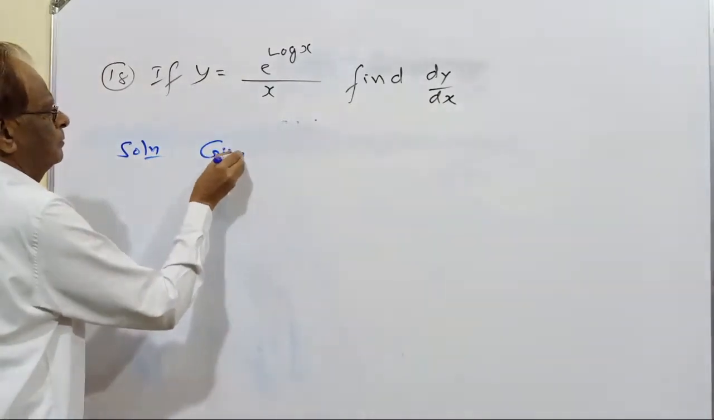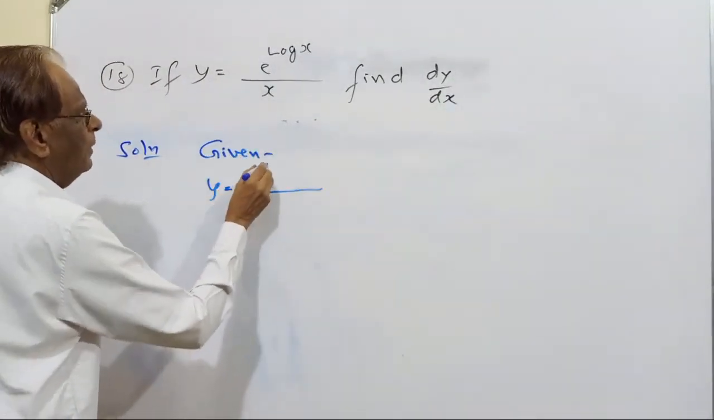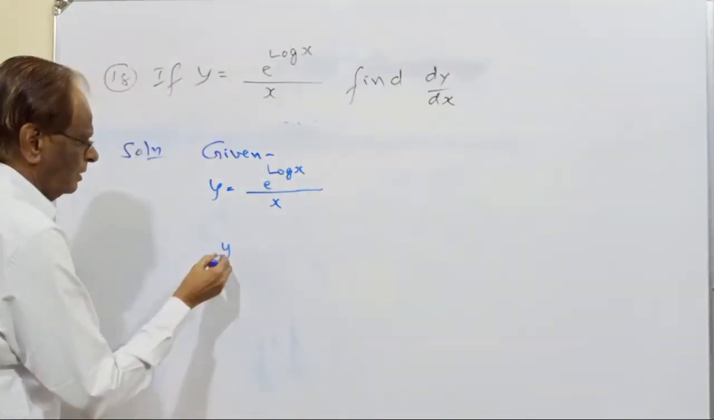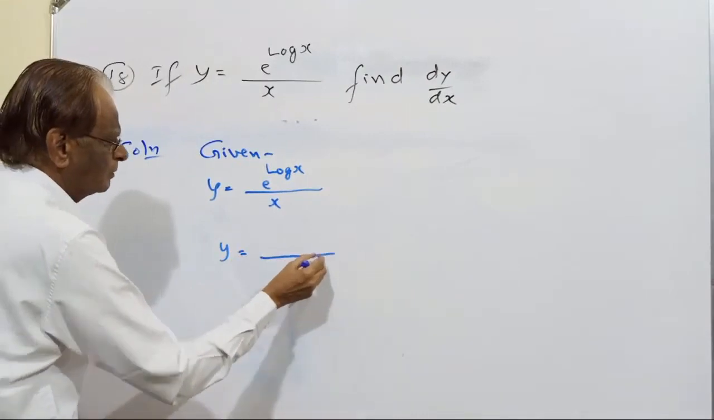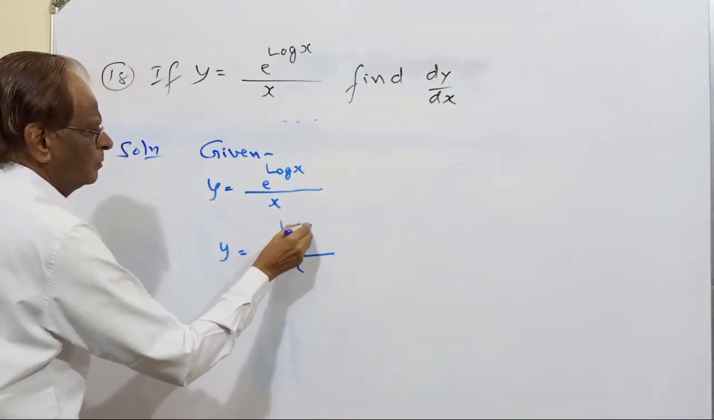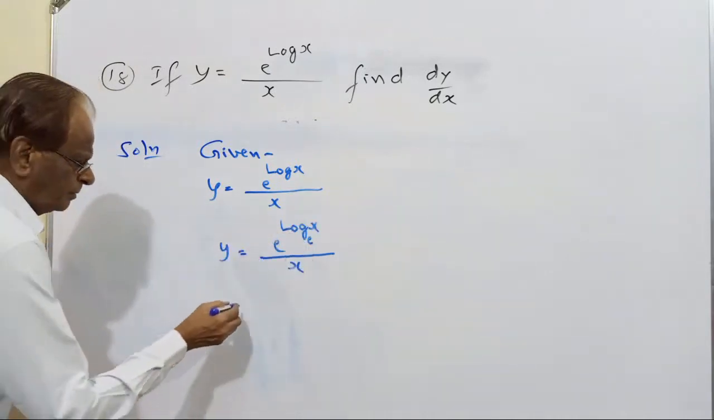Given y equal to e power log x by x, before differentiation, the base is not given, so it is understood that the base is e.